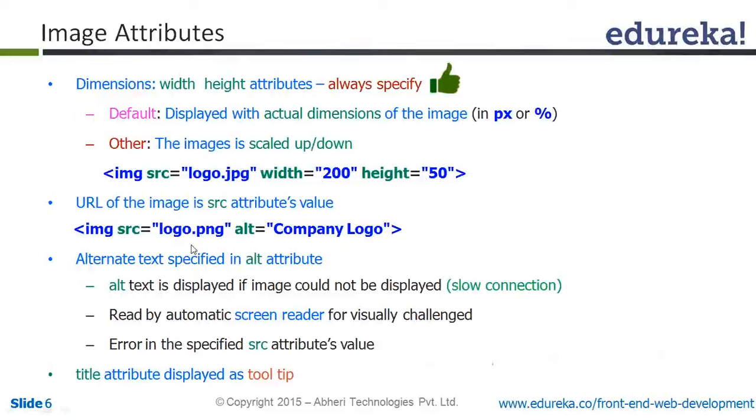Now let's see alt. Sometimes what happens is the browser is not able to fetch the image for some reason, because you specified a wrong file, a wrong path, or the file name doesn't exist, and so on.